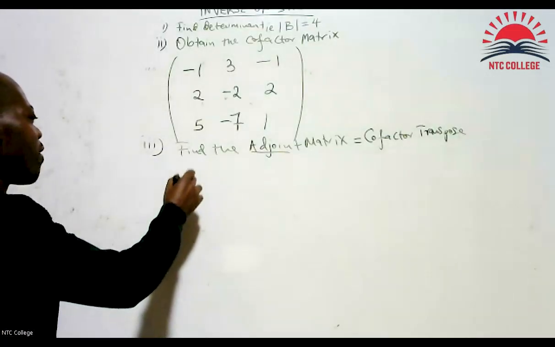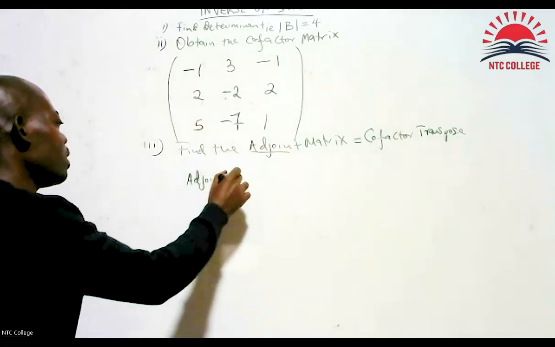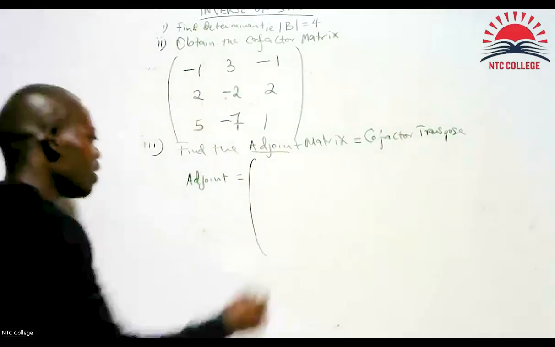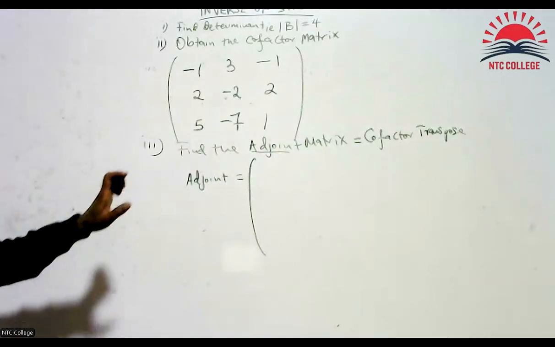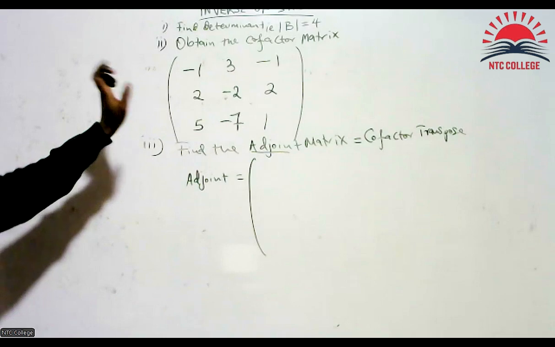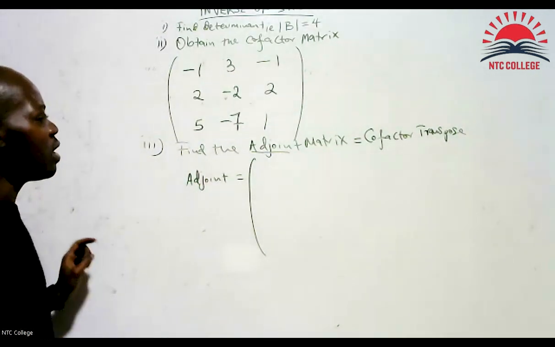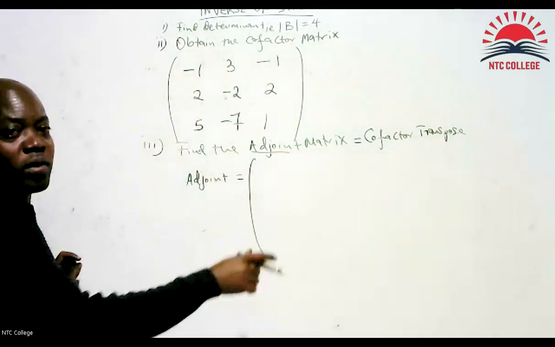We will now say our adjoint equals. Now you don't work any further. That's why I was stressing: the moment you obtain the cofactor, your work is done. So look at what I'm doing. Adjoint equals, if it is cofactor transpose, look at my working.